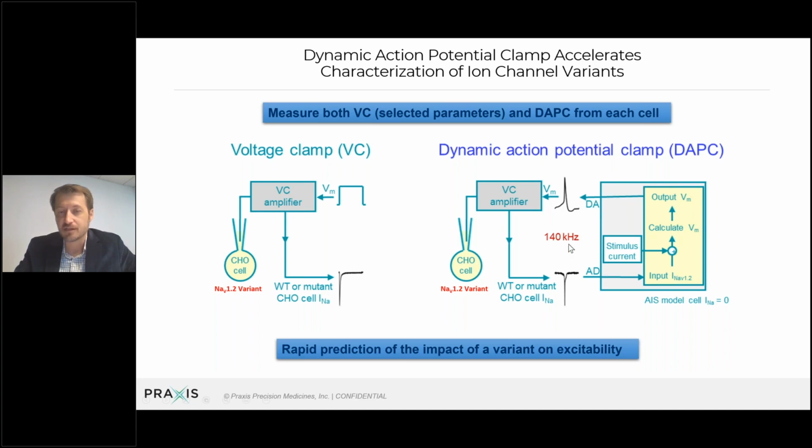In this case, you get a reading or an understanding of how the functioning of that channel is able to drive excitability of the model. So this is a very rapid way to predict the impact of the variant on excitability using the dynamic clamp, and also generate some data, a very high-level overview, with voltage clamp to try to correlate the changes that you're seeing. So does the output from the dynamic clamp make sense in the limited voltage clamp data that you're acquiring?